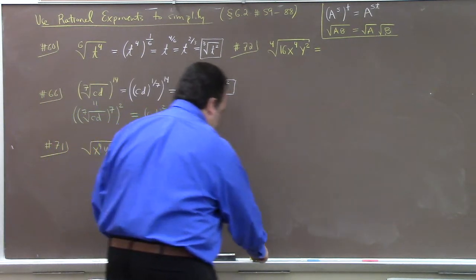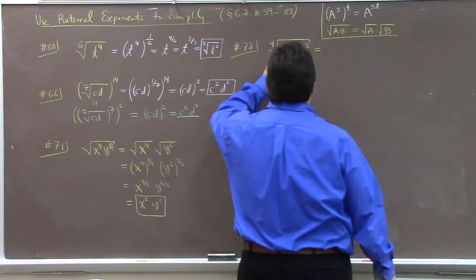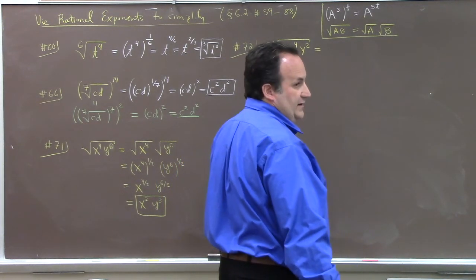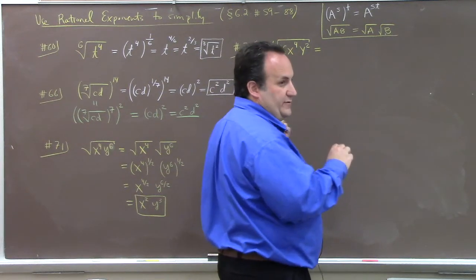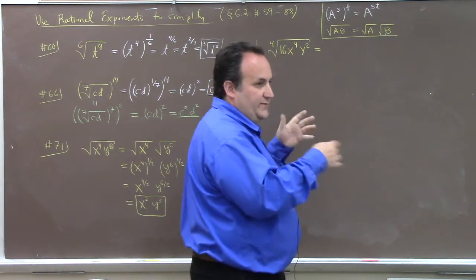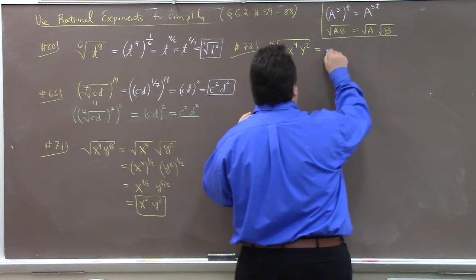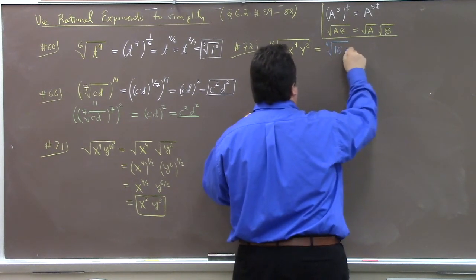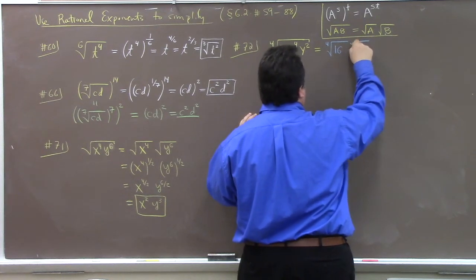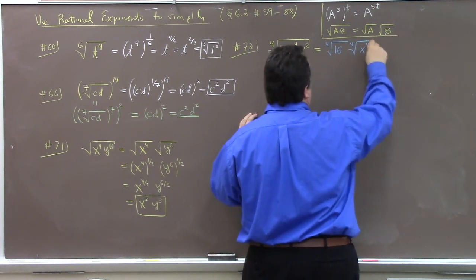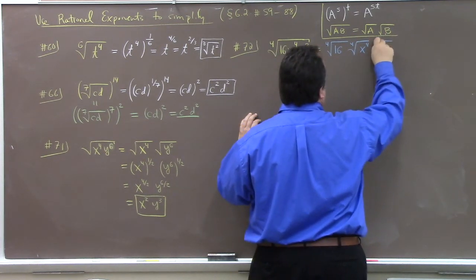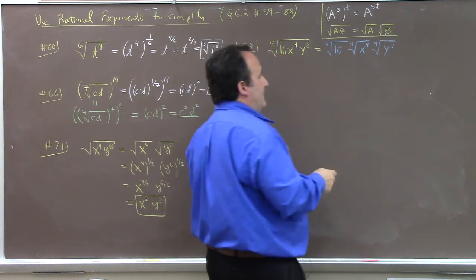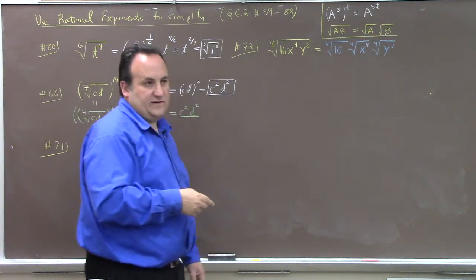Last problem for today, over here. 4th root of 16. So here I'm going to use the property of the 4th root, which is the 4th root of a product is the product of the 4th roots. In particular, I got the 4th root of 16, the 4th root of x to the 4th, the 4th root of y squared, yeah? What is the 4th root of 16?